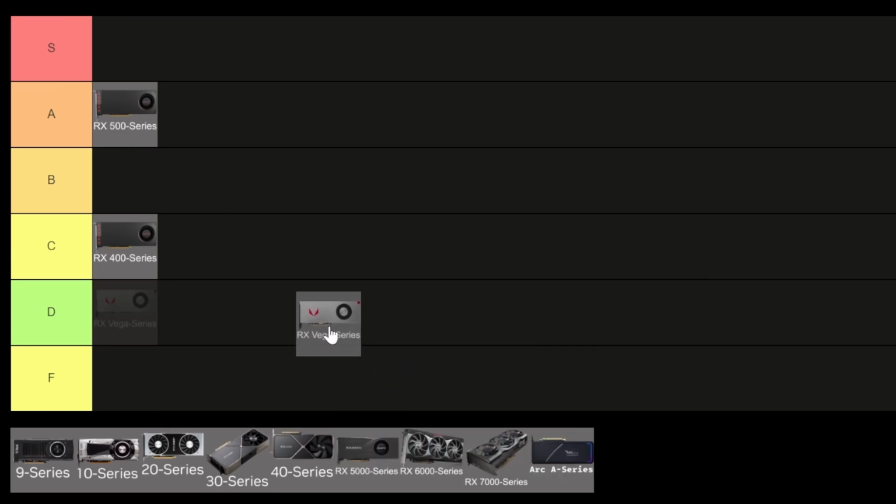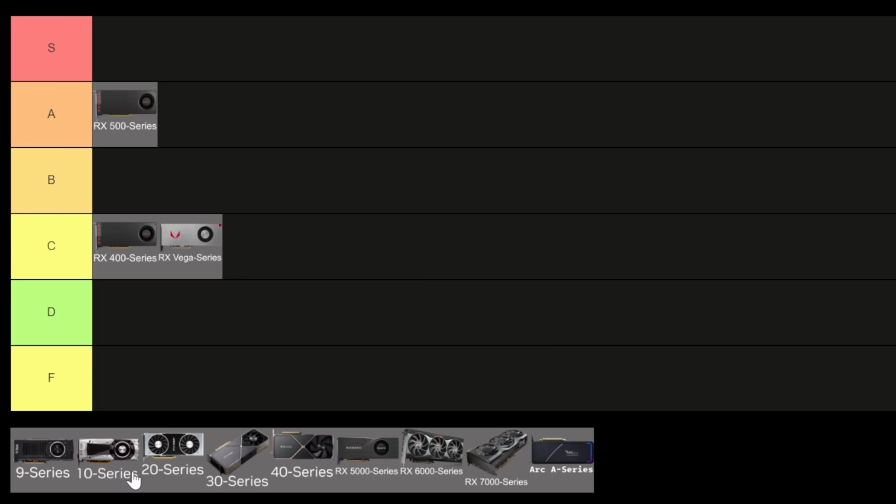Up next is the Vega series. Now, the Vega series is known for performing about as powerful as a 1070 and 1080. The 56 was, I believe, 1070 Ti performance, and then the 64 was like standard 1080 performance. So I'm actually going to go ahead and put this probably in C tier as well. The reason is because it just drew too much power for the competition. If we want to talk about the 10 series as competition, which is when the Vega series launched, the 10 series was its direct competition.